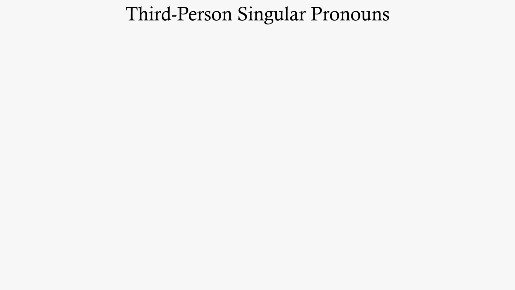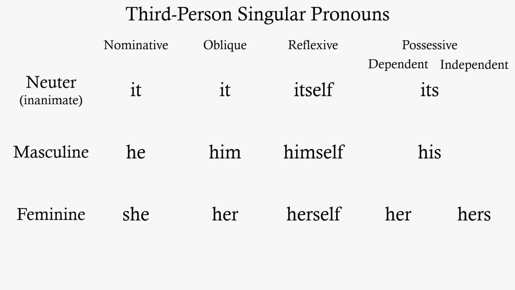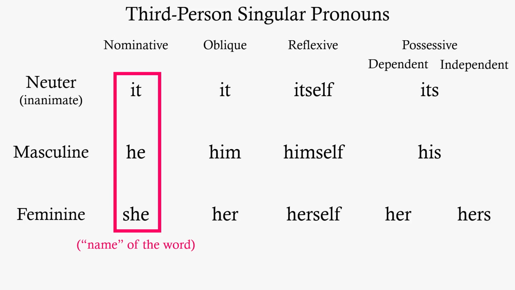English has three main third-person singular pronouns. Those are it, he, and she. Grammatically, the neuter, masculine, and feminine. These can be inflected for their various forms, but these are the lemmas of the words.